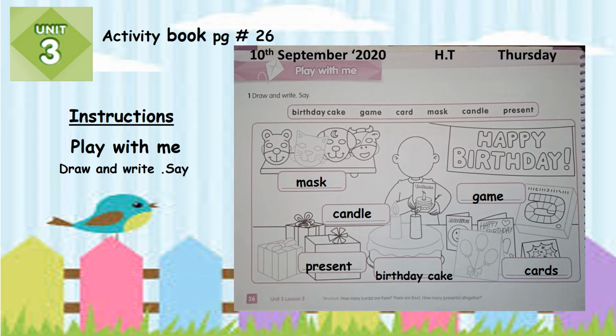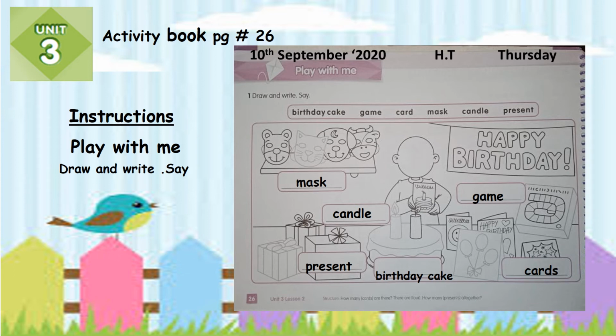Okay, on this page there are different pictures given. There is a boy who is going to celebrate his birthday. First you have to complete the face picture of this boy. You have to make eyes, nose and lips, and then see around this boy there are some masks and presents, a birthday cake, candles on the cake, and there are some cards and a game.